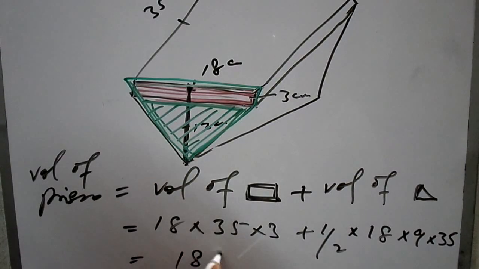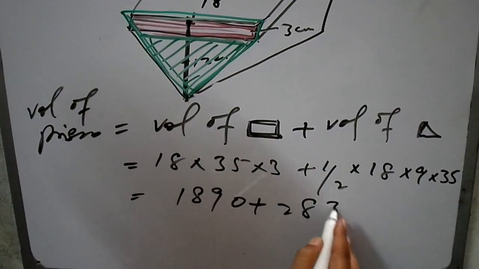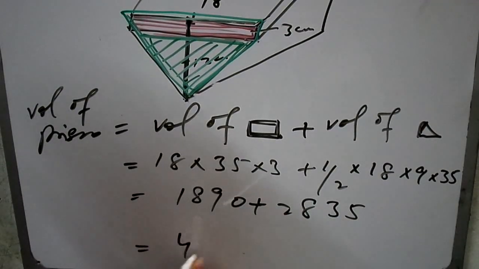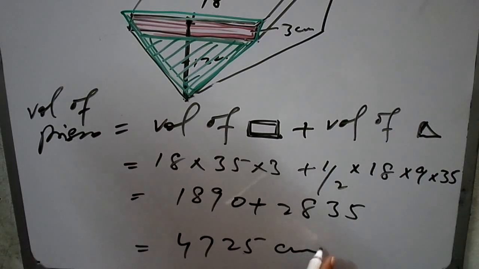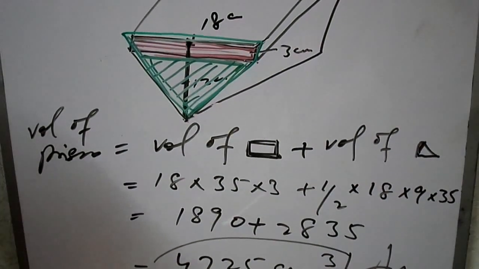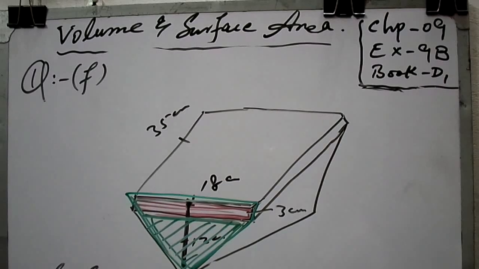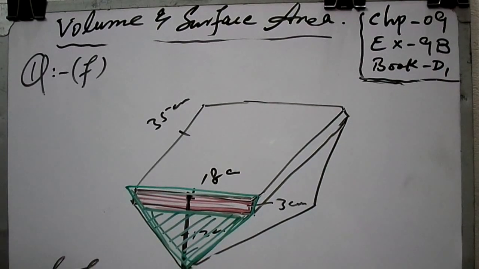After simplification you will get the result, that is 4725 centimeter cube. It's your volume of prism. So that is your result. Now coming to the next question, that is question number 2. In this you have to fill the table.